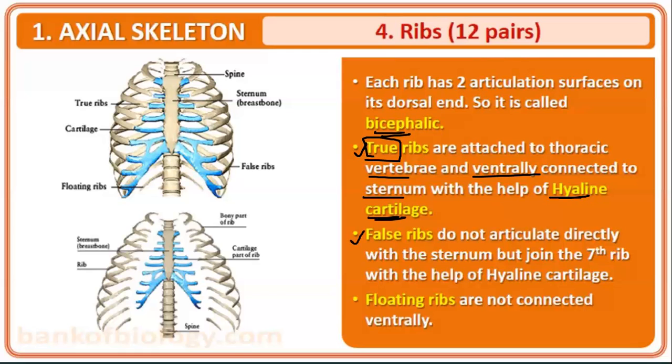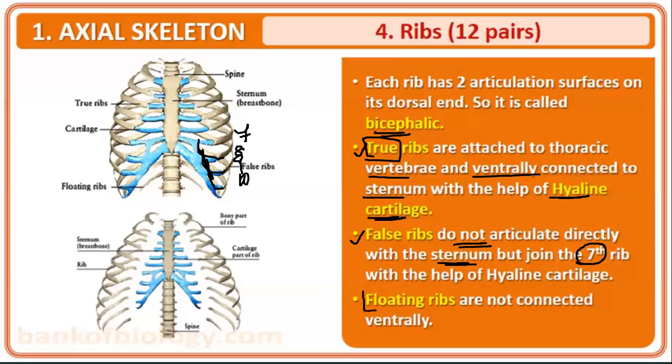False ribs do not articulate directly with the sternum, even though they articulate dorsally to the vertebral column. They do not connect directly to the sternum on the ventral side, but they join with the seventh rib. Look, guys, the eighth, ninth, and 10th pairs join with the seventh. So they are vertebrochondral ribs.